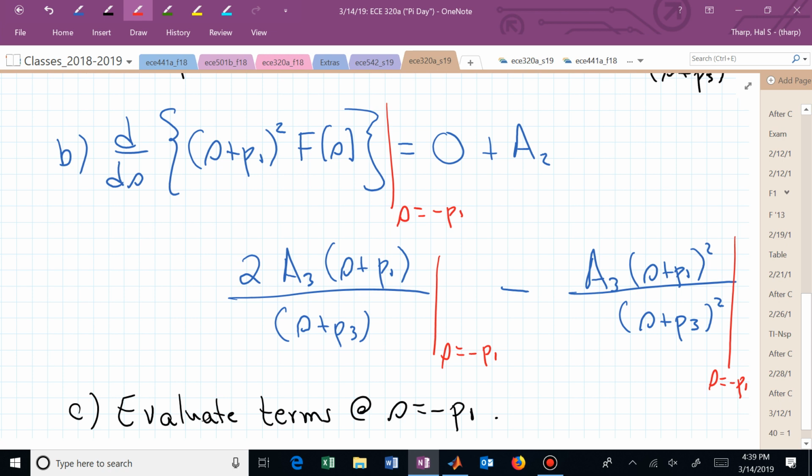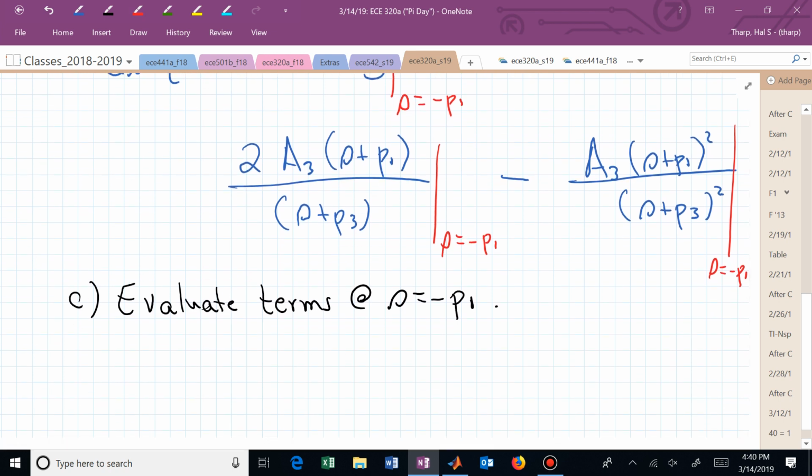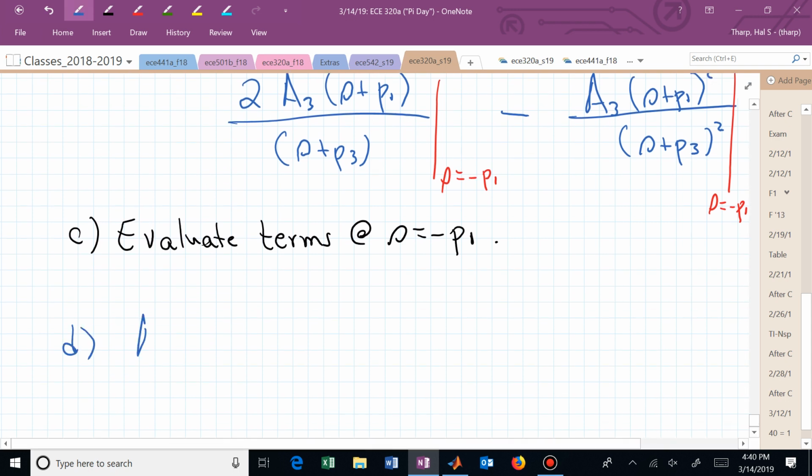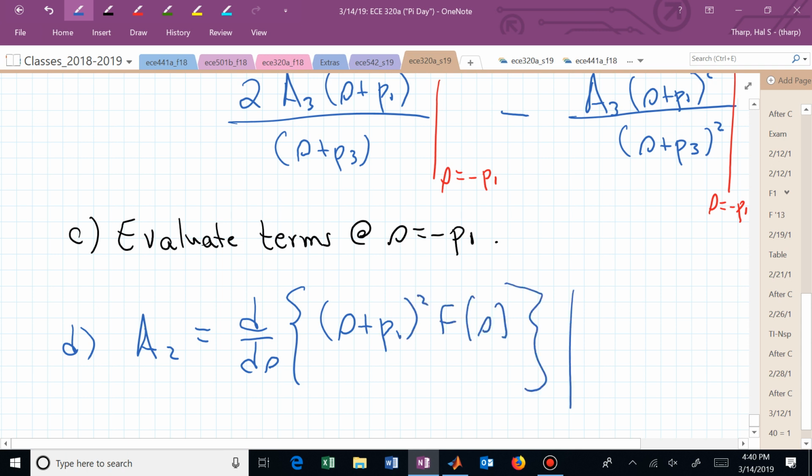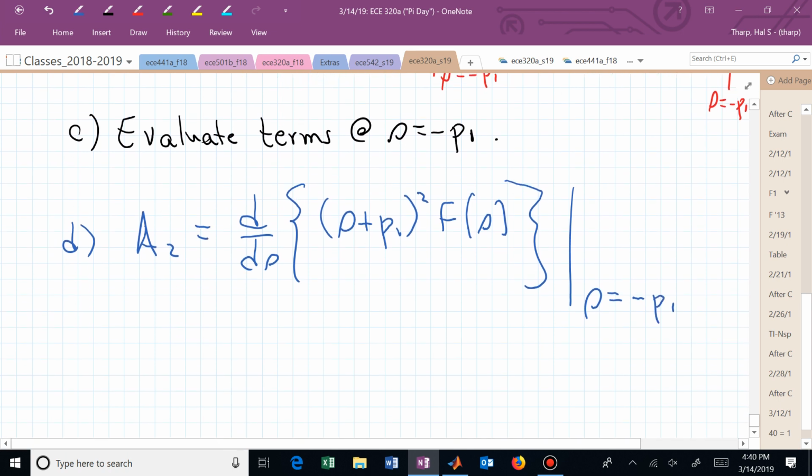And on the right-hand side, all I'm left with is a sub 2. Meaning, now I have a sub 2 is equal to whatever I started with. And what's this, s plus p1 squared f of s? It's not that involved, is it? So now, in step D, I have a sub 2 is equal to d by ds of s plus p1 squared f of s, evaluated at s equal to minus p1.